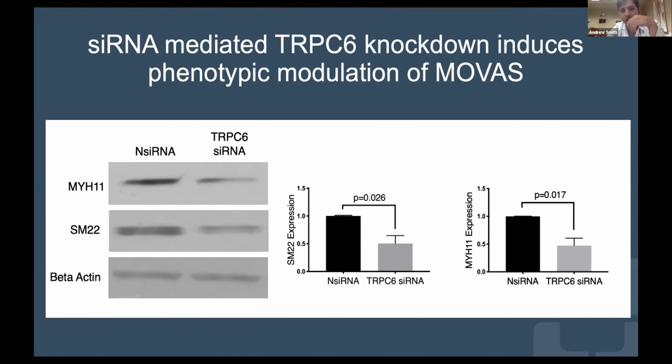Thus, to determine the direct effects of TRPC6 on expression of contractile biomarkers in vascular smooth muscle cell phenotype, we performed siRNA-mediated knockdown of TRP6 in an immortalized murine arterial smooth muscle line, MOVAS. Here, this is 48 hours after transfection with TRP6 siRNA or control siRNA, and we demonstrate that in the presence of TRP6 siRNA, there was a significant decrease in protein expression of MYH11 and SM22. These results suggest that knockdown of TRP6 is sufficient to induce phenotypic modulation, and that TRP6 has a direct role in modulation of contractile phenotype and contractile biomarker expression in arterial vascular smooth muscle cells.